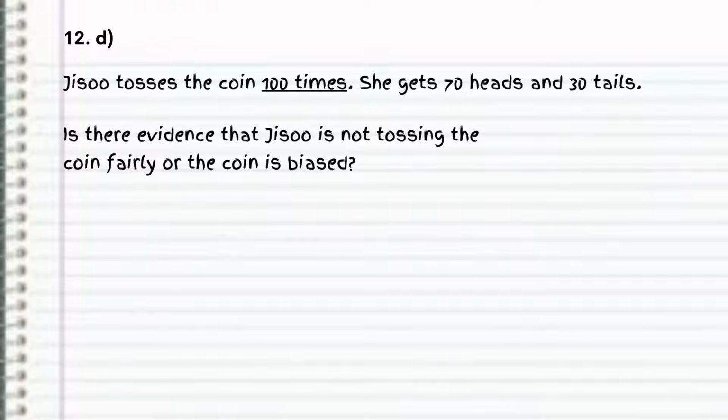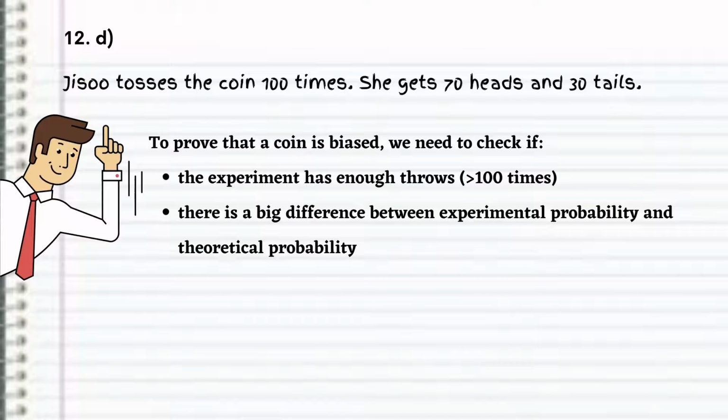Question 12d. Jisoo tosses the coin 100 times now. She gets 70 heads and 30 tails. Is there evidence that Jisoo is not tossing the coin fairly or the coin is biased? Again, we have to check the two requirements to prove that the coin is biased. The experiment has enough tosses, which is 100, so there is a tick for the first requirement. Next, we have to check if there is a big difference between experimental probability and theoretical probability.